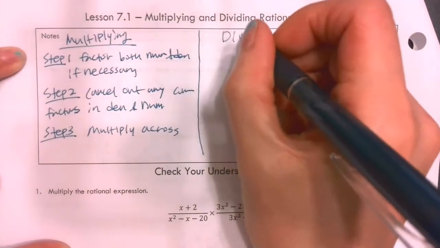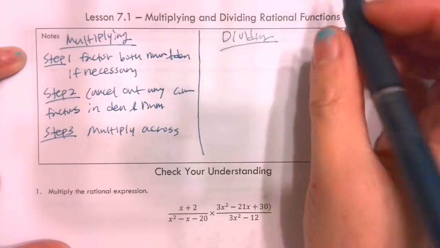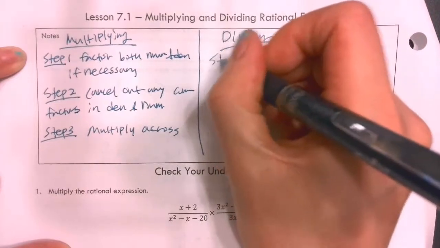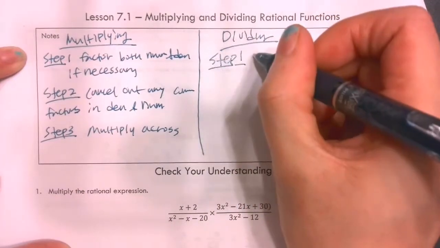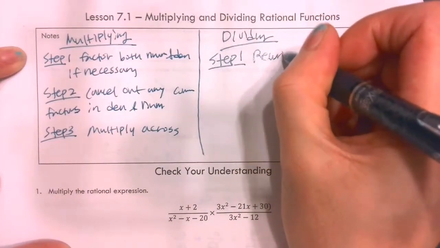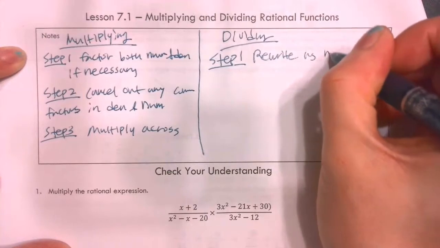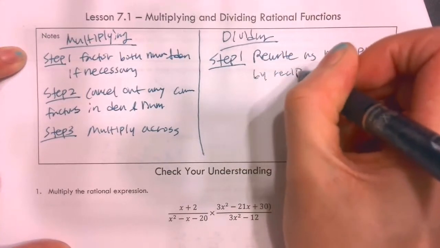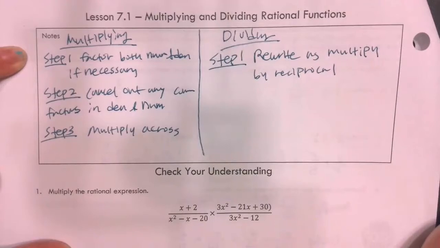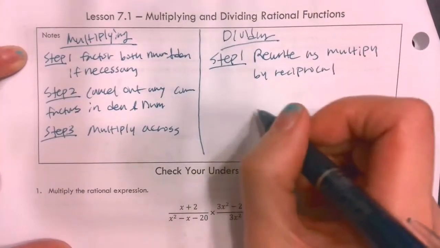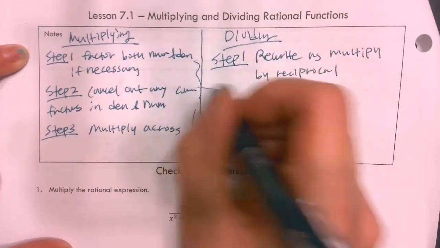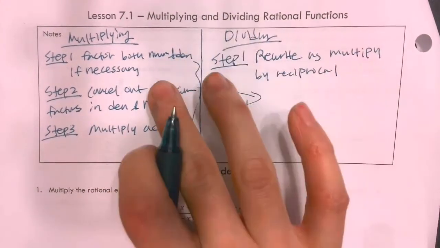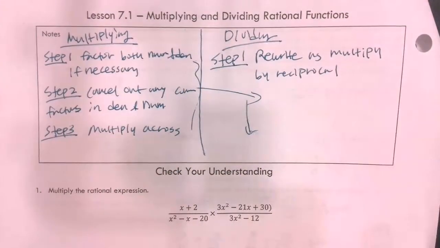Dividing. Very similar, right? But before you do anything, step 1 will be: rewrite as multiply by the reciprocal. I love how to spell that, reciprocal. And then it's the same thing, same step. So dividing is the same as multiplying, except you have to do the first step.